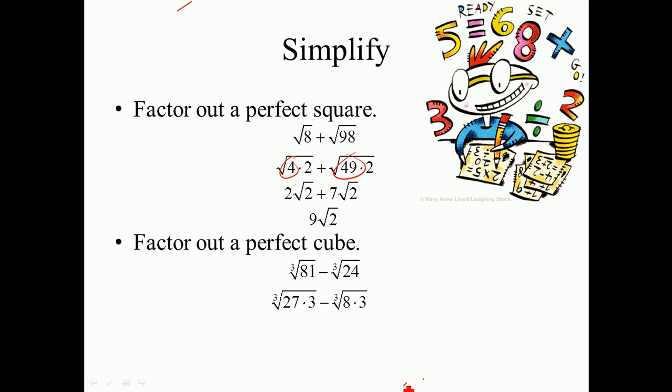So when we take 27 out of a cube root, it becomes 3. And when we take an 8 out of a cube root, it becomes a 2. So we should get 3 times the cube root of 3 minus 2 times the cube root of 3. Now they can be combined because they have like radicals. So if that's the case, we should just get good old cube root of 3. So that's how we actually simplify on that.